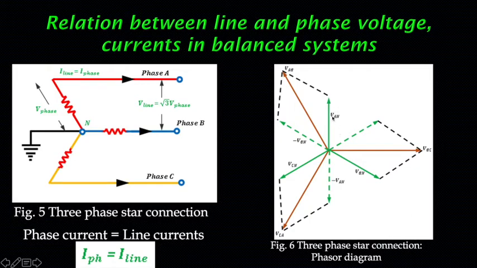So draw the phasor diagram. This is VAN, with 120 degree phase difference. This is VBN and this is VCN. Then the opposite of VBN, this is minus VBN. Then the resultant of this is VAB. VAB means VAN minus VBN. So this is VAB.